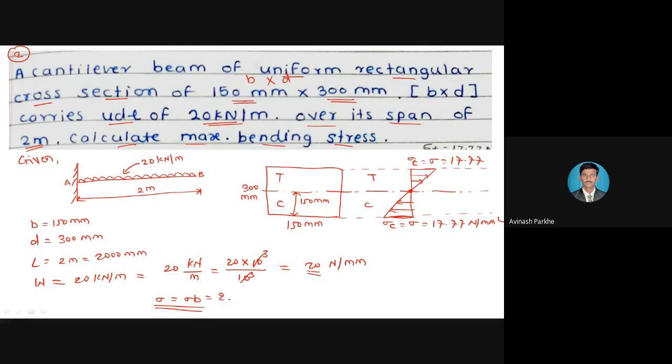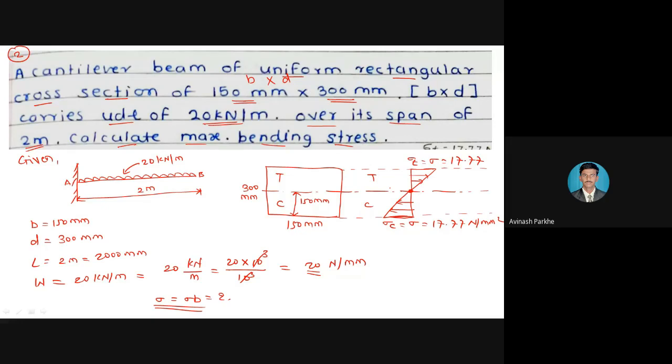Therefore, the bending stress will be maximum at the top and bottom of the beam, and it is 0 at the neutral axis. And this is the stress distribution diagram. This particular diagram is called the bending stress distribution diagram for the cantilever beam.